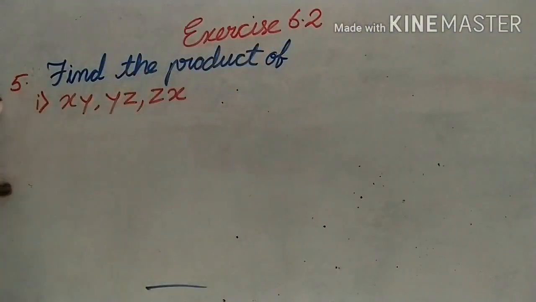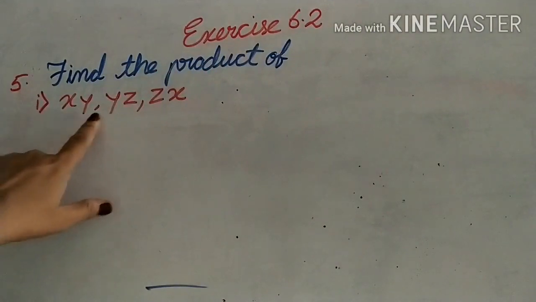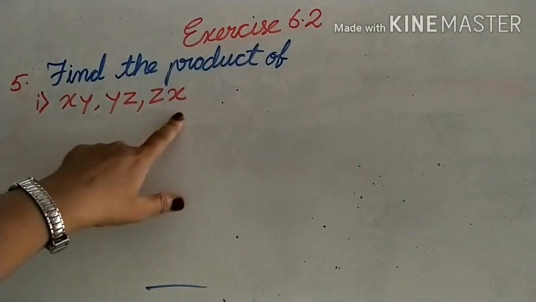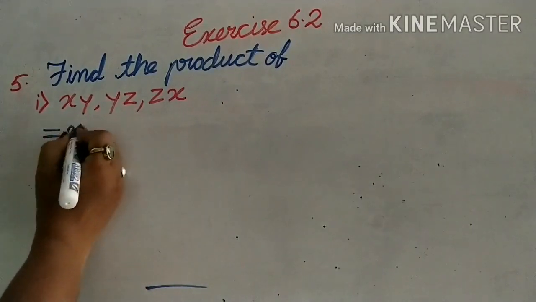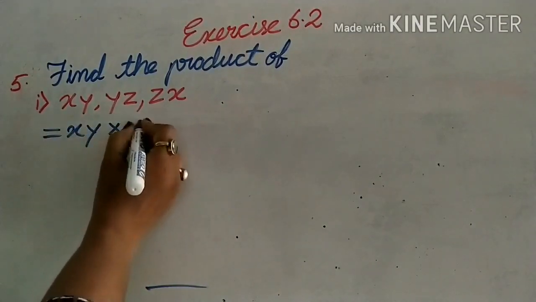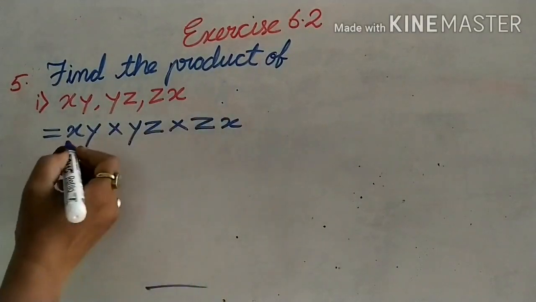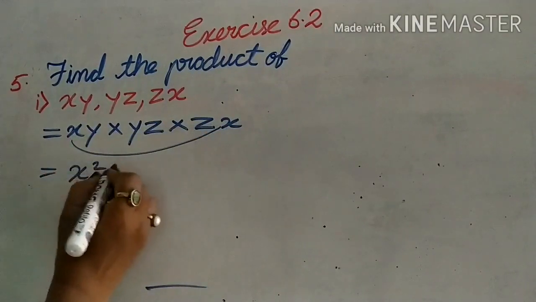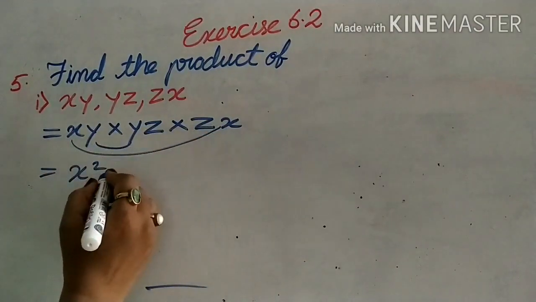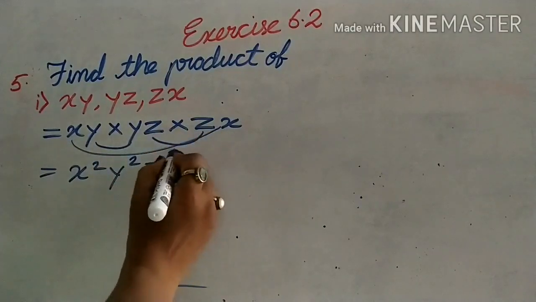Exercise 6.2, fifth main. Find the product of first one xy, comma yz, comma zx. So here we have to multiply xy into yz into zx. Now multiply x into x, it is x square, y into y, y square, and z into z, z square.